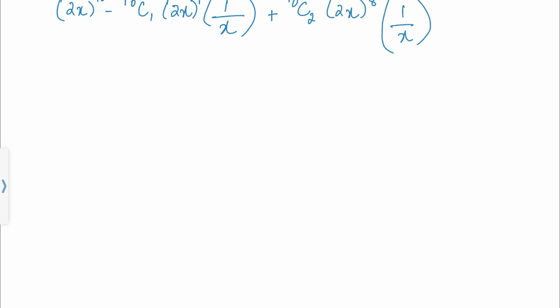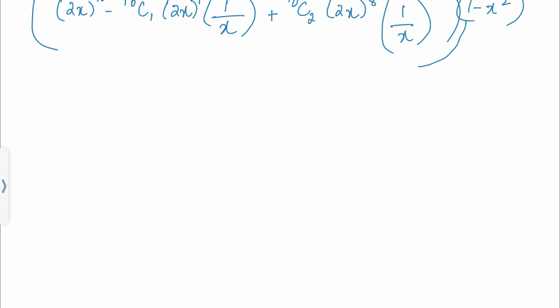Our second term would be negative 10c1, 2x power 9, that would decrease, and 1 over x powered would increase. Then going on to the next part would give us positive 10c2, 2x powered 8, 1 over x powered 2. And this whole is multiplied by 1 minus x square.